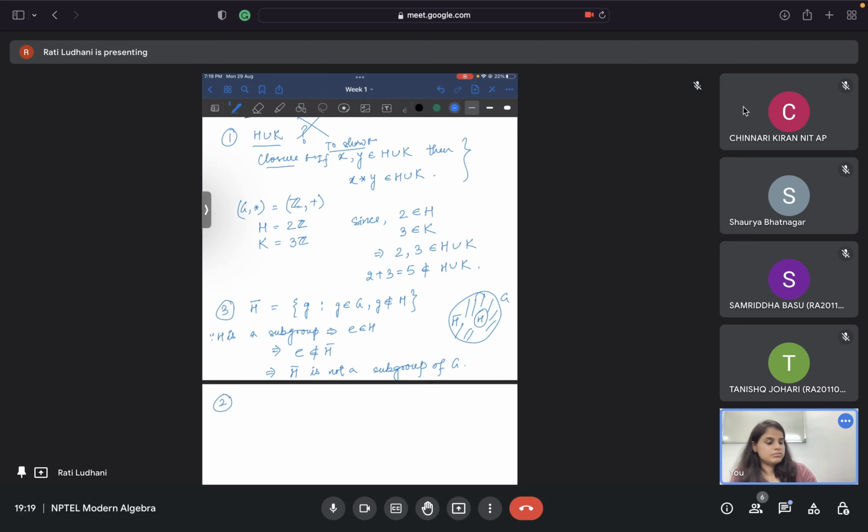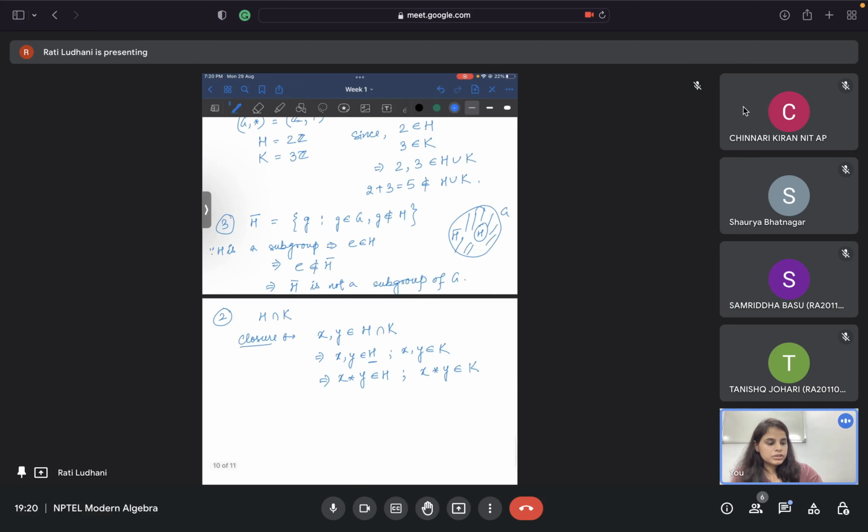Now come to the second one. As I said, H intersection K is your right answer. Let's check it. First thing, closure. Closure means, let's say x and y belong to H intersection K. This implies xy belongs to H and xy belongs to K. Now you know x and y both belong to H, so x star y will belong to H, and on the other side x star y will belong to K, because of these properties. Now x star y belongs to H intersection K because it belongs to both. Then we are done. Closure done.